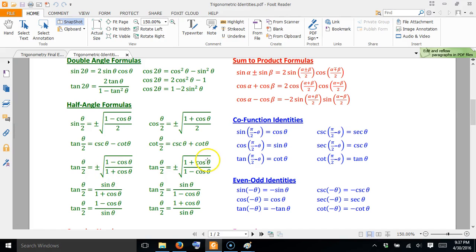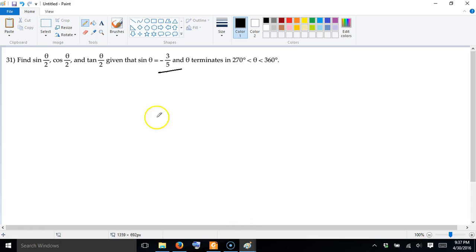Whoa, wait, this identity sheet has more than our book. But anyway, see, it uses cosine several times. Okay? So, if you don't know cosine, find it. That's my point here. And we don't know cosine, so we need to find it.